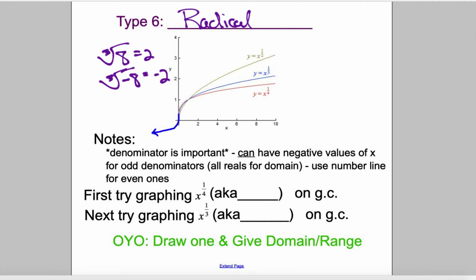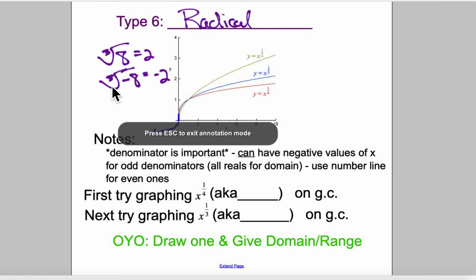Even number indexes like square roots and fourth roots are going to be a problem, because the square root of 64, great, that's 8. The square root of -64 is 8i. So we can't do that. It's only going to work for indexes that are odd numbers, where we can put negative numbers in and also get them out. And that's what I'm basically showing here.